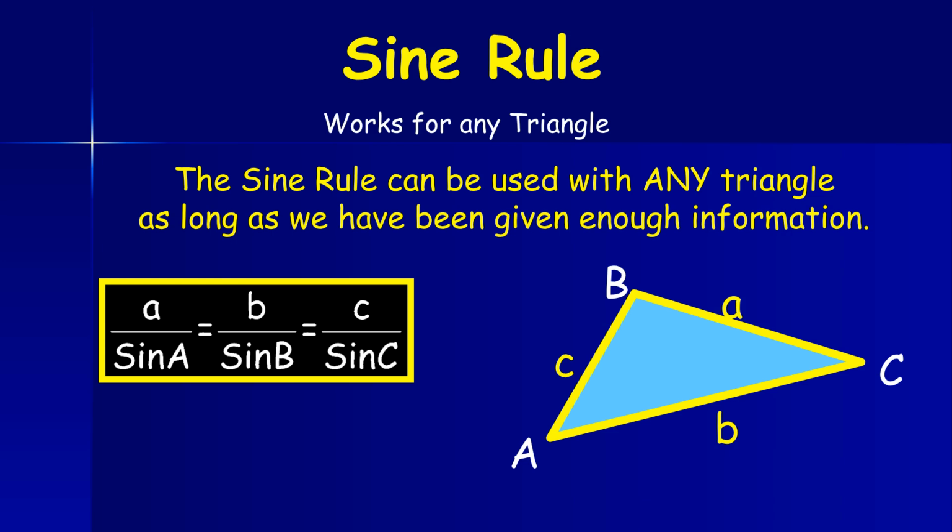The sine rule works for any triangle, provided we have enough information. The formula is a over sine A equals b over sine B equals c over sine C. The lowercase letters represent the side lengths, and the uppercase letters represent the opposite angles.